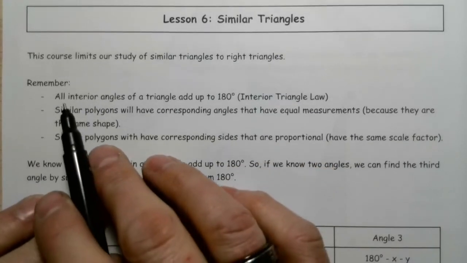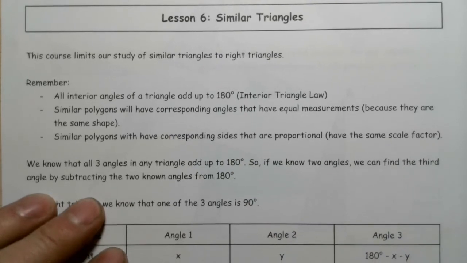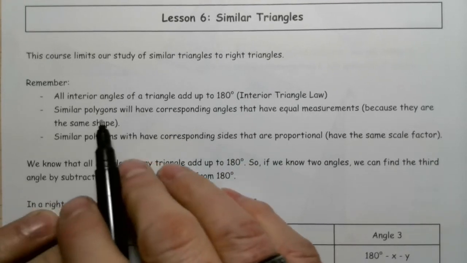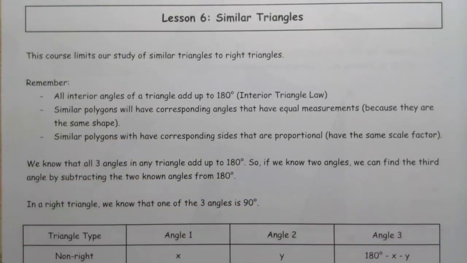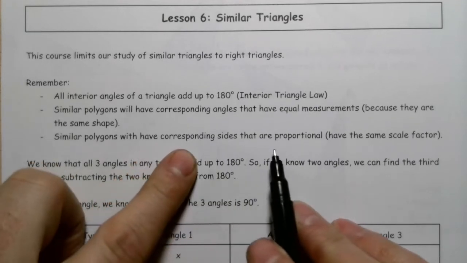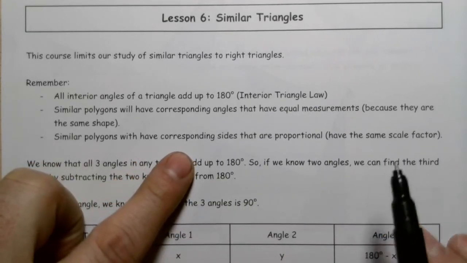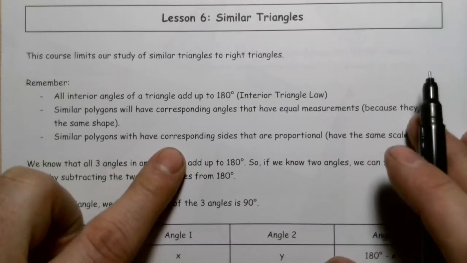So remember that all interior angles of a triangle have to add up to 180 degrees. Similar polygons will have corresponding angles that have equal measurements, because they're the same shape. So if we have two similar triangles, they're going to have the same set of angles. And similar polygons will also have corresponding sides that are proportional. In other words, we use the same scale factor to go from one side in a triangle to the corresponding side in another triangle.